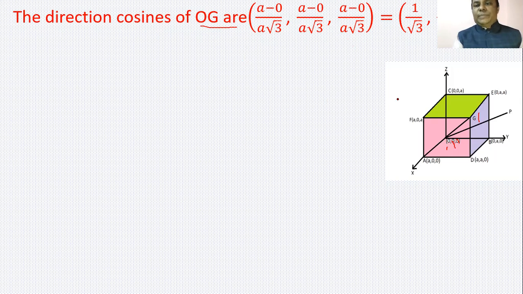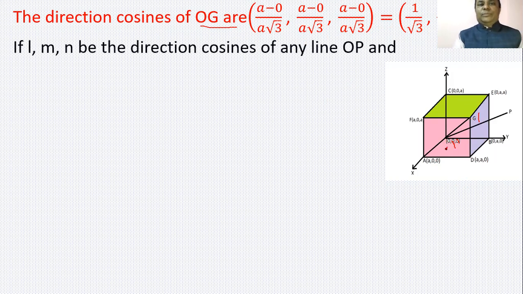Why is it a root 3? Because the distance of OG is a root 3. So a and a are cancelled, 1 by root 3. A and a are cancelled, 1 by root 3. A and a are cancelled, 1 by root 3. It means we got the directional cosine of OG.